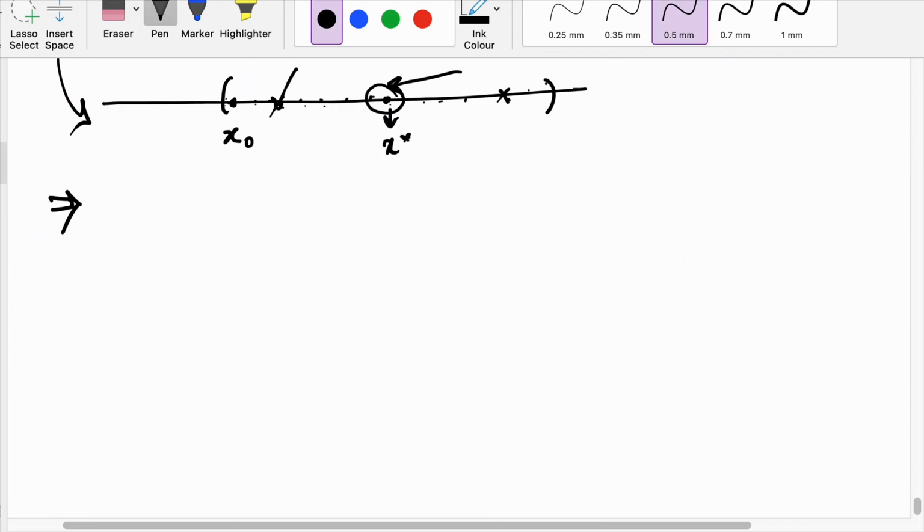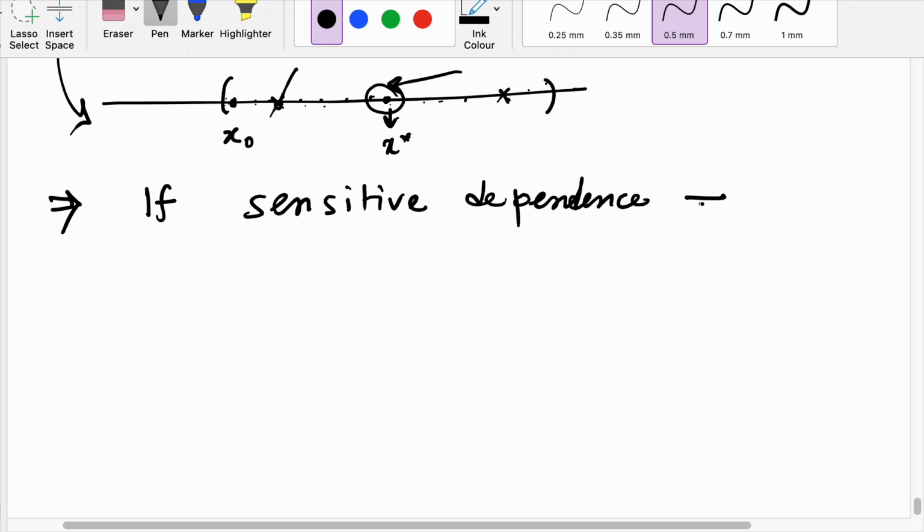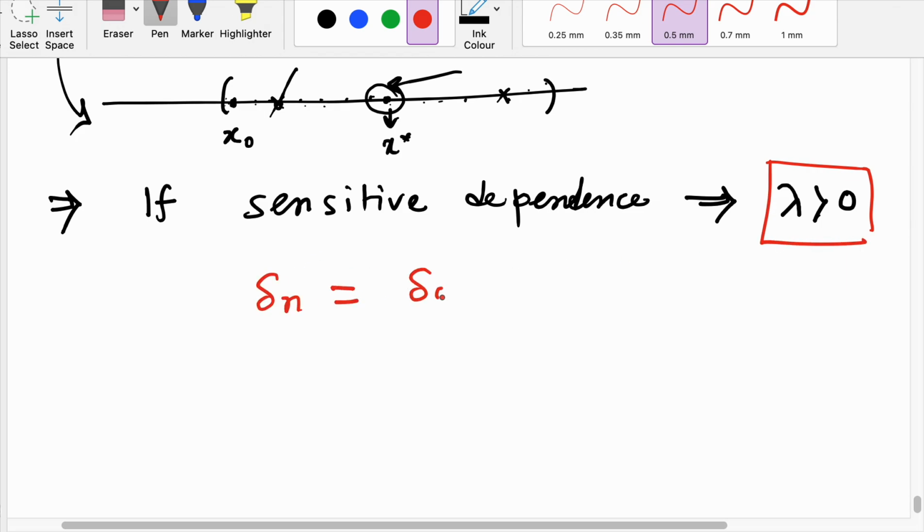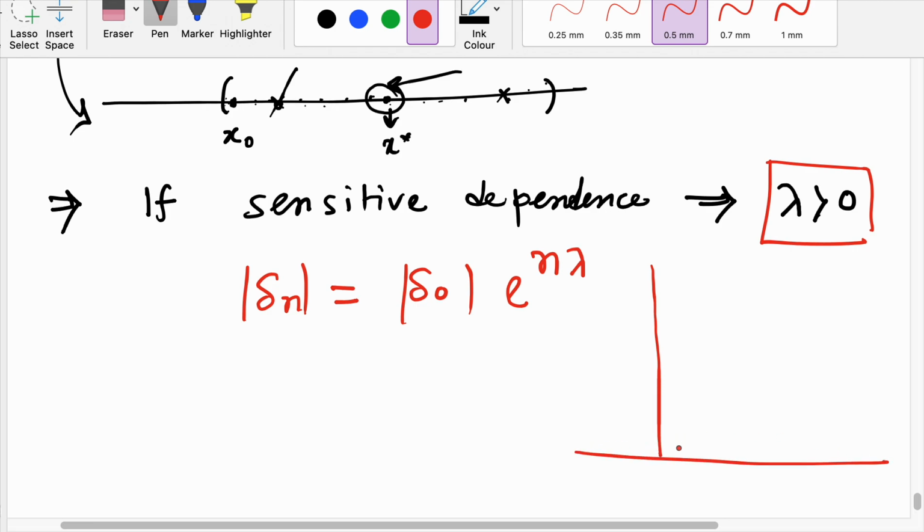So that means sensitive dependence, and this is equivalent to lambda greater than 0. If lambda is greater than 0, let's put it here that delta n will be delta 0 e to the power n lambda. If lambda is greater than 0, they will increase exponentially. So the graph will look like this, and from here they will grow exponentially like this.